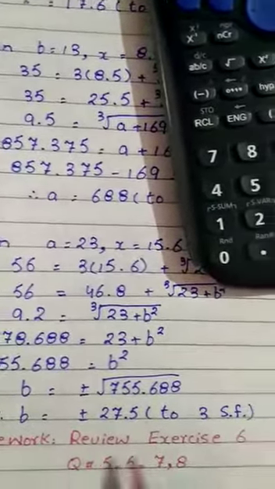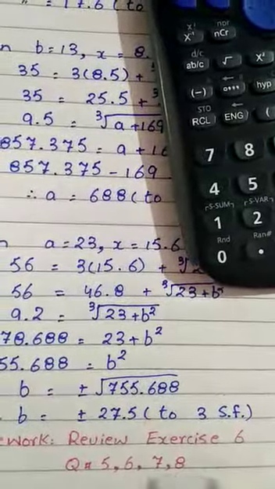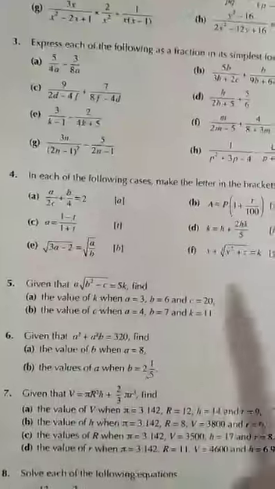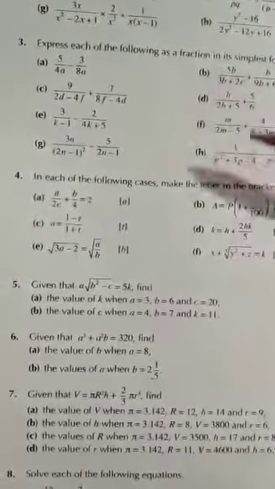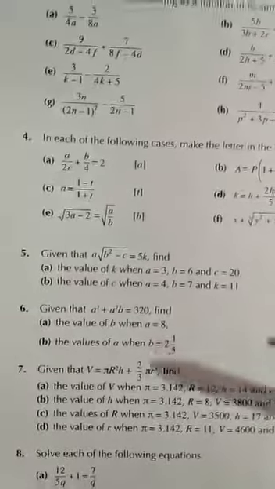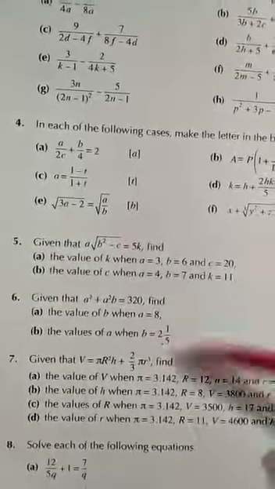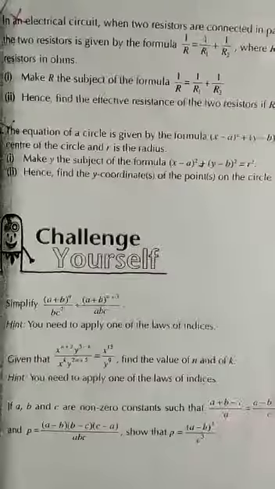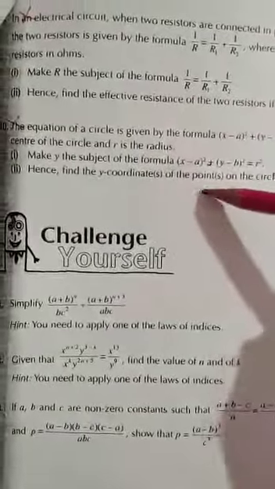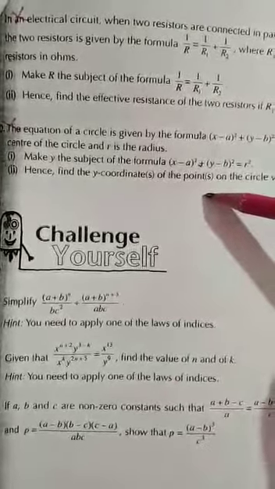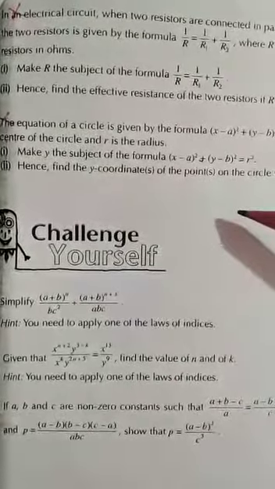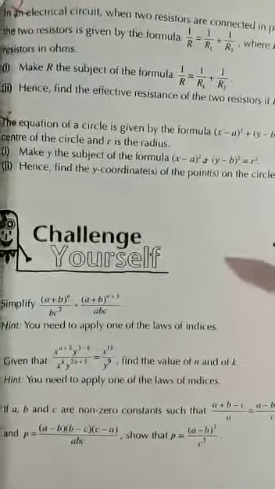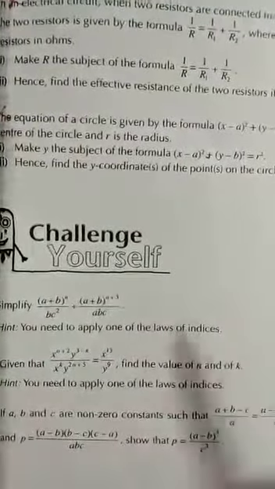Now homework is review exercise 6, question number 5, 6, 7, 8. This is your homework. Yesterday I assigned you question number 1, 2 and 3 in homework, and today I am giving you question number 5, 6, 7 and 8, and question number 9 and 10 are excluded from this exercise. So today finally we have completed chapter number 6, algebraic fractions and formulae. Inshallah tomorrow we will start the next chapter, chapter number 2.